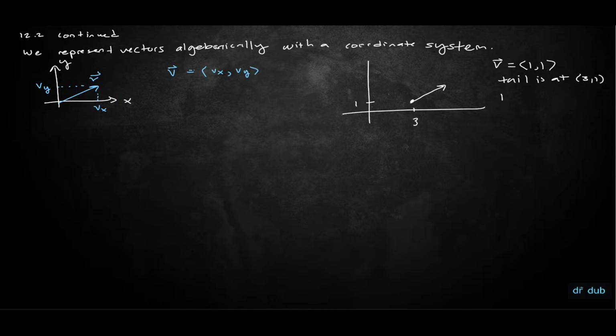Where's the tip? Well, I go 1 over in the x direction. Actually, that's a little big. There we go. Where's the tip? Well, the tip's going to be at 4, 2. So here's your vector v. It says go 1 over in the x direction, 1 up in the y direction. That puts our tip at the point 4, 2.